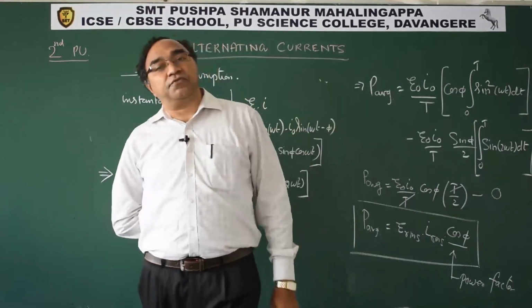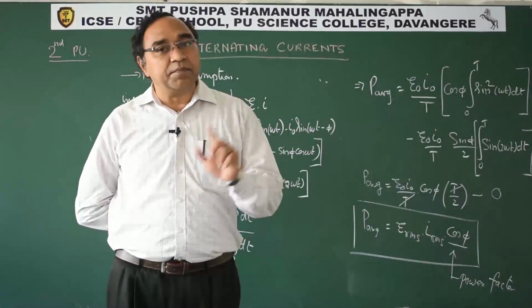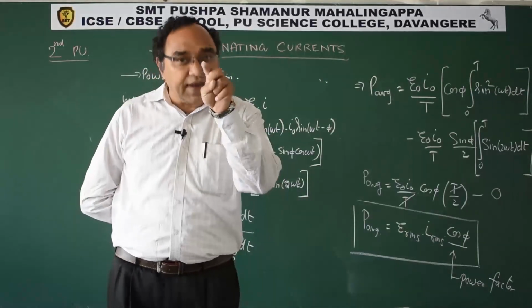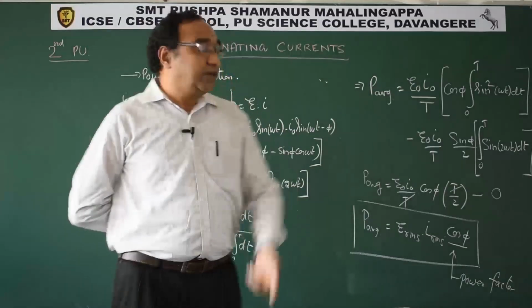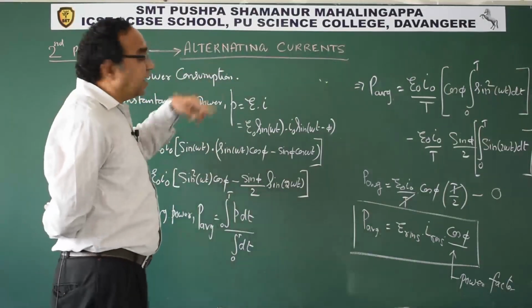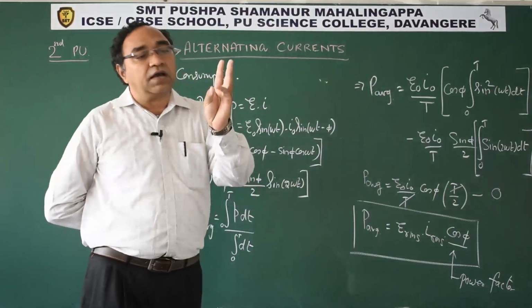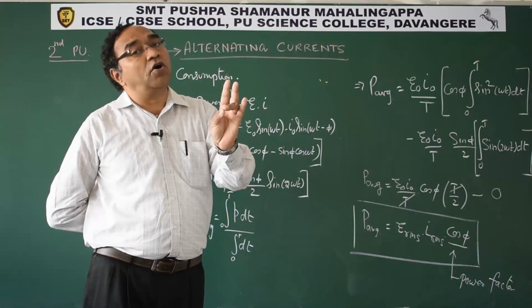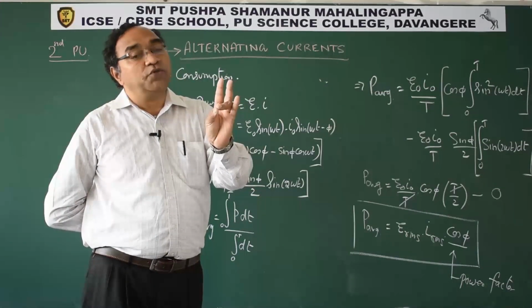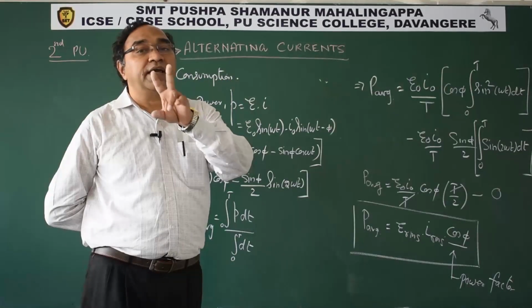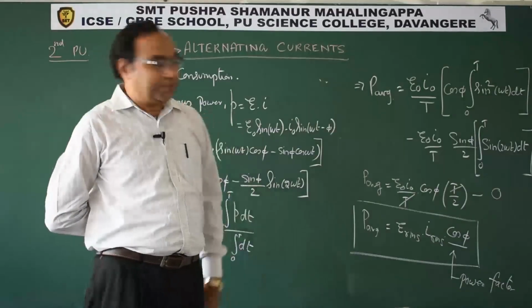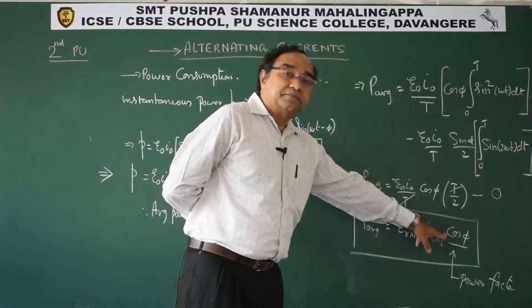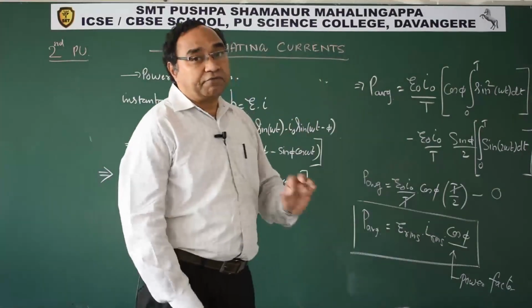Actual power consumption should be how much? ERMS, IRMS. But will that actual power consumption happen? No. Why? Because in an LR circuit, R consumes power, L will not. Which means that the power consumption will lie between 0 and ERMS, IRMS. Exactly that. That is why it is known as power factor.